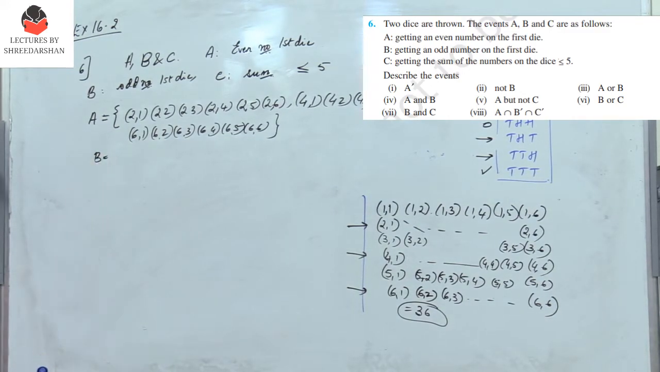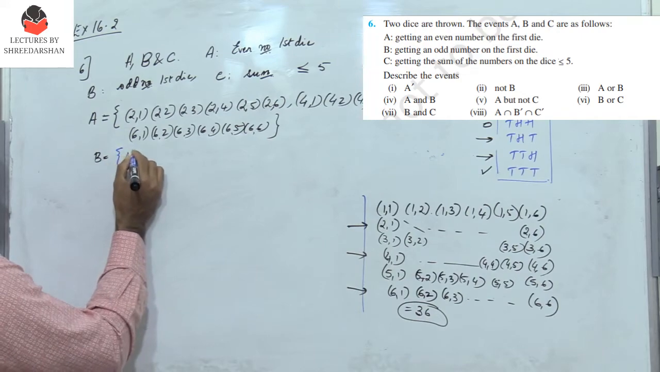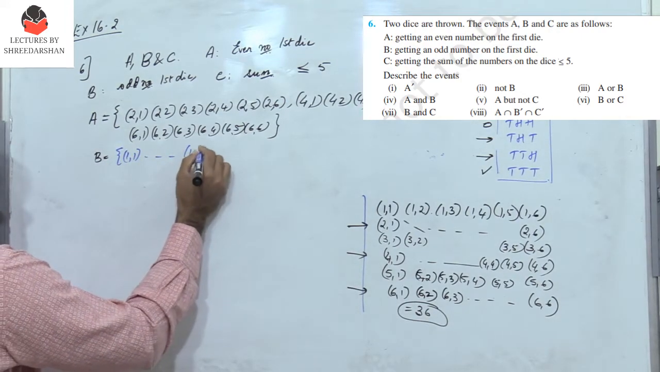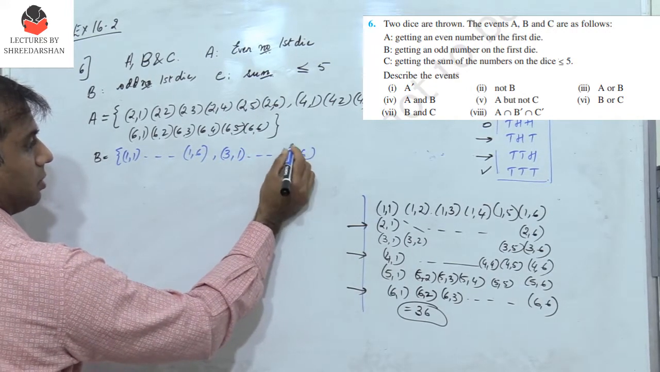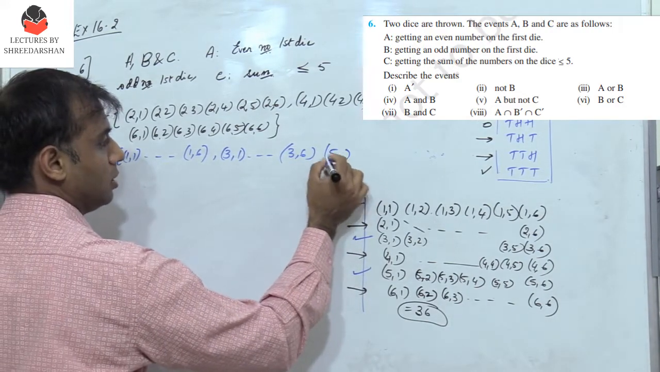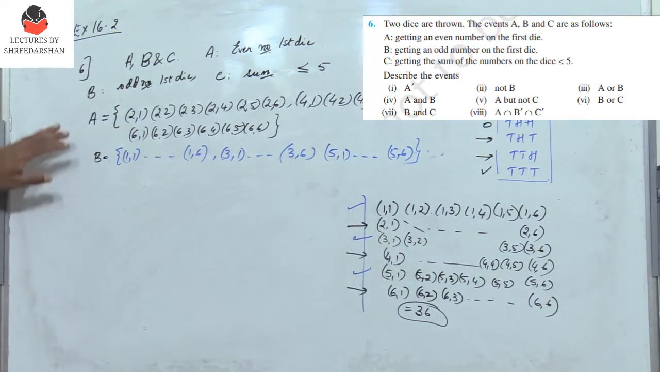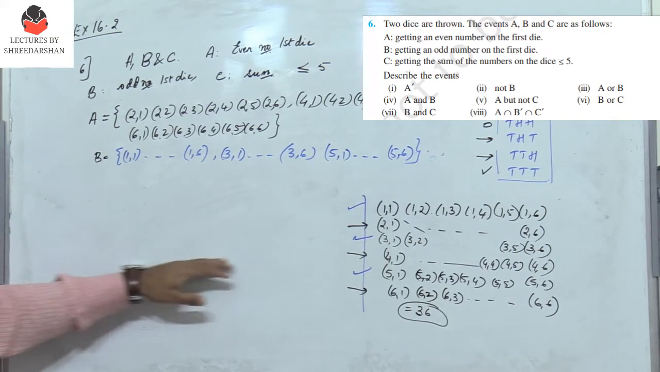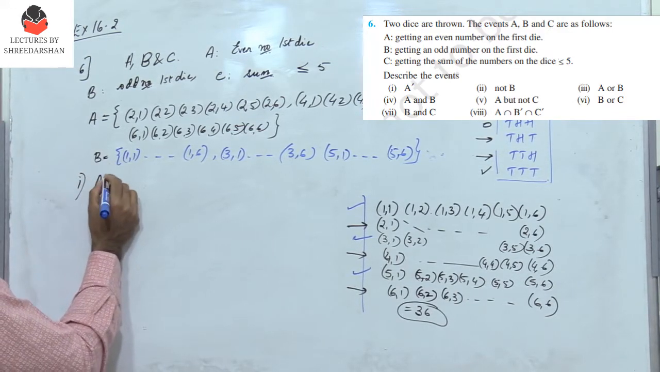And then I have event B, where the number on the first die is an odd number. So I have 1,1, 1,2, 1,6. I'll not write all of them, you can write it. 3,1, 3,2, 3,6. So that is the first row, the third row and the fifth row. 5,1, 5,2, 5,6. So 18 combinations here, 18 combinations here. And remember that they are not overlapping. So A and B are mutually exclusive.